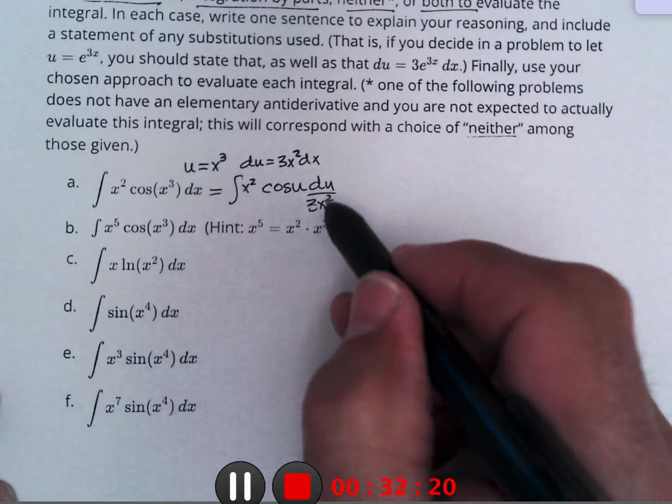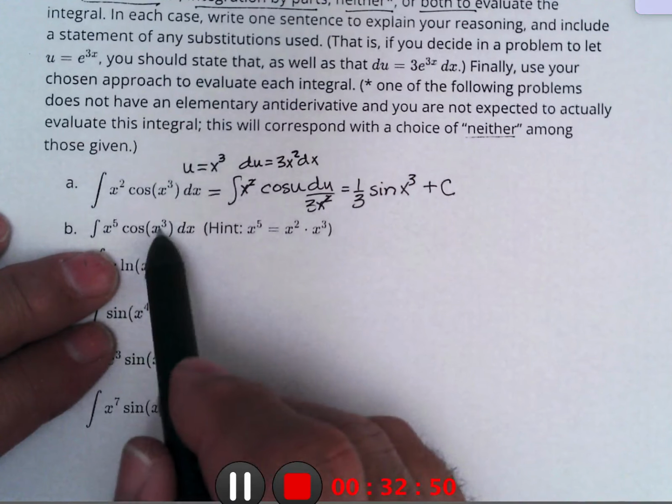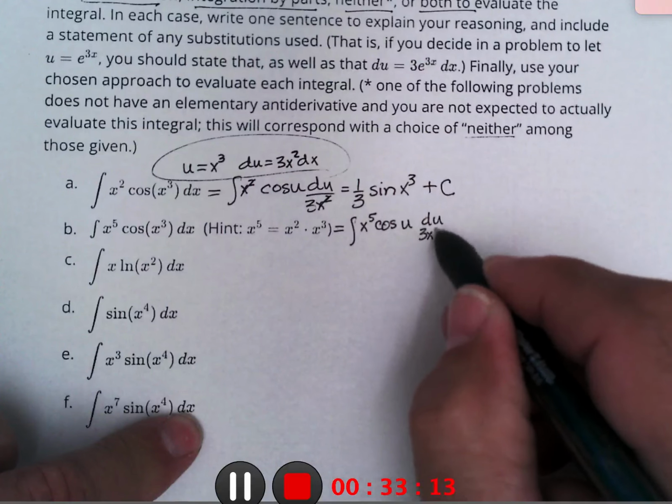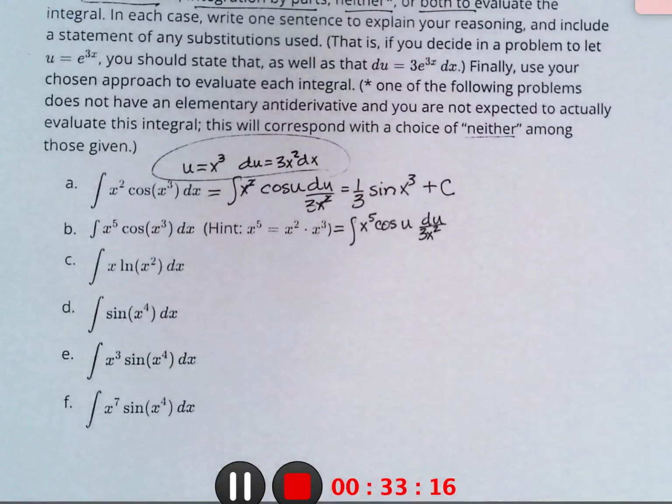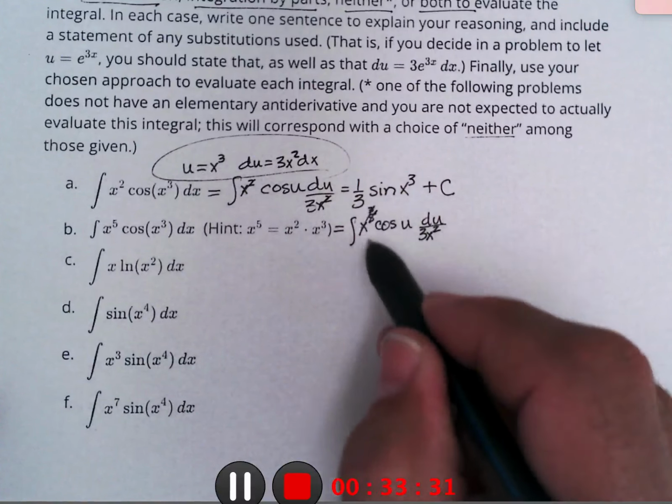This one, I think I'm going to have to do parts after I do u sub. Well, I'm going to use the same u sub here, so I've got that set up here. So this is going to be the antiderivative of x to the fifth cosine u, and dx is going to be du divided by 3x squared. So x squared is going to cancel 2 of these 5 and leave 3 of them, and x to the 3 is u. So I'm going to have the integral of u cosine u with a third, and the x squared is canceled. So this becomes then an integration by parts. So this is a both.